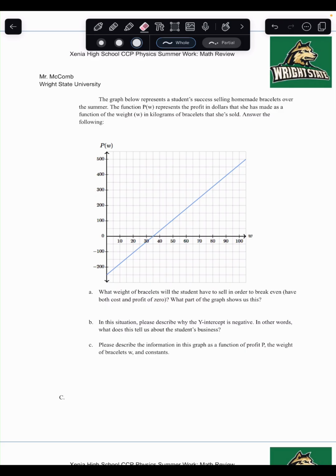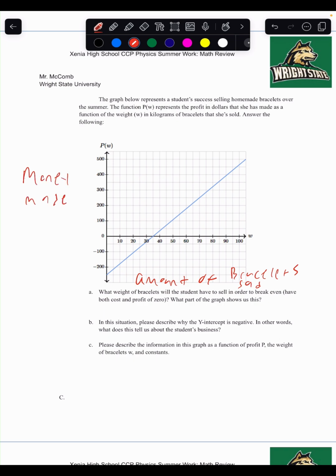Okay, so first things first, you probably look at this immediately and be like, oh, this is linear, right? It's a straight line. So that tells us a couple of things. But first, let's start by getting a lay of the land. So here is the amount of bracelets sold. And here is the money made, or the profit, right? So when we break even, right, our profits are 0.